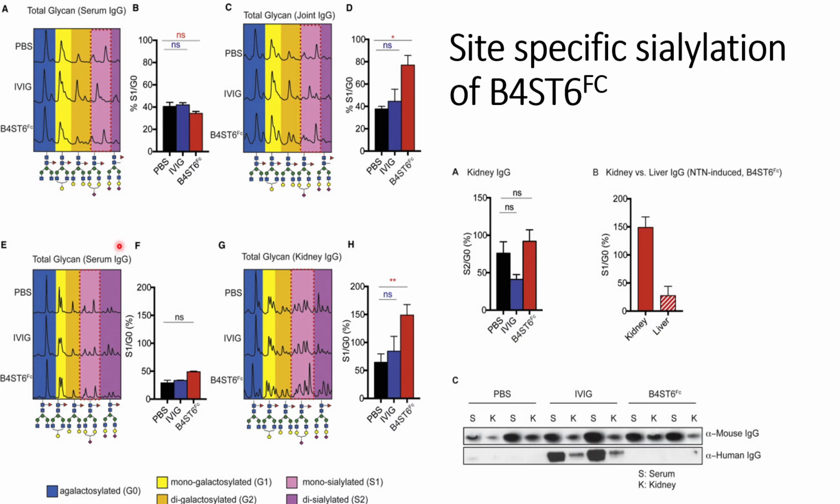IgG, where they treated the mice with NTN. The mouse already had the inflammatory disease, that is NTN, and in those mouse samples they use PBS, IVIG and B4ST6FC to check the glycan structures of sialylated glycans. And what they find out is that in the total glycans they do not see any changes. So overall they do not see any changes in the glycan structures.